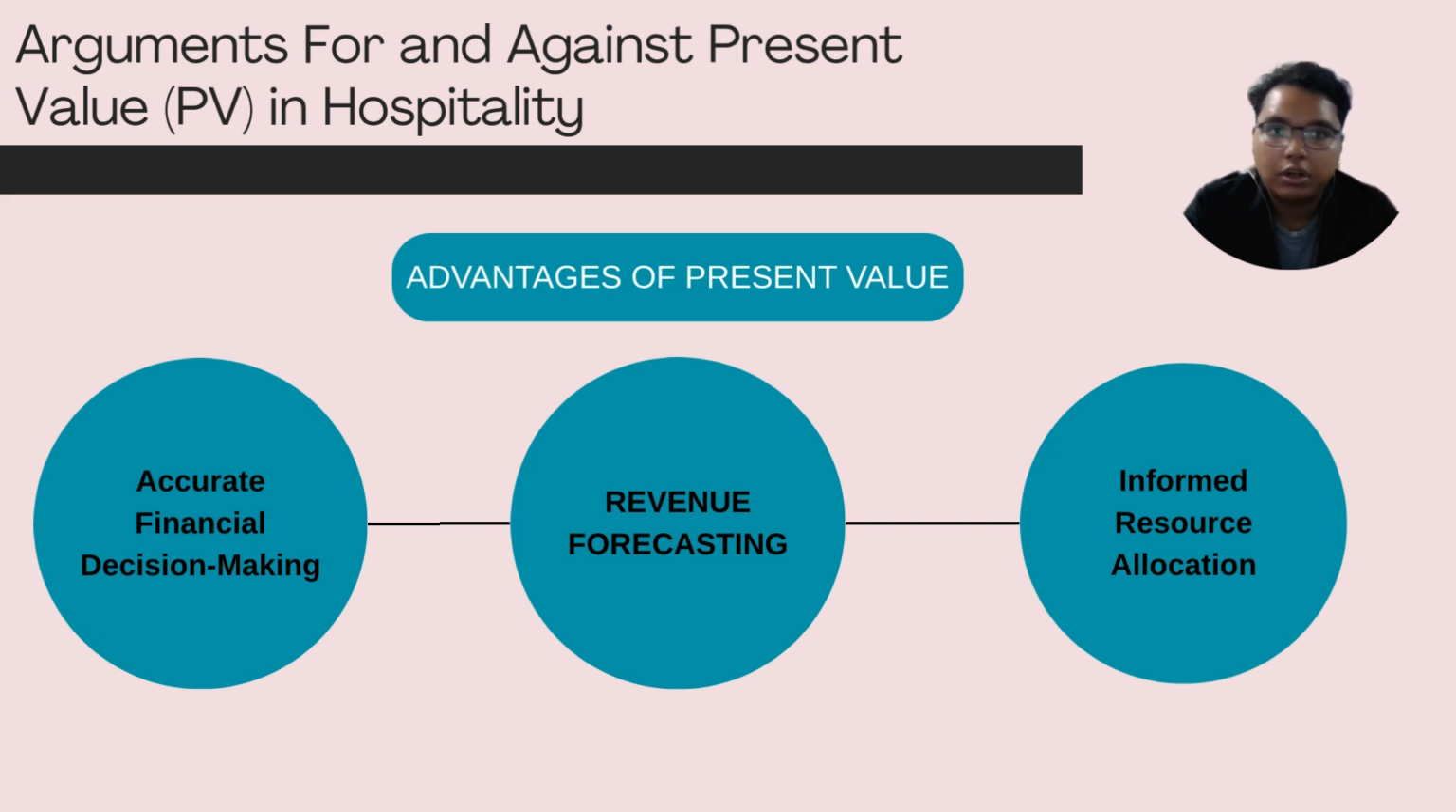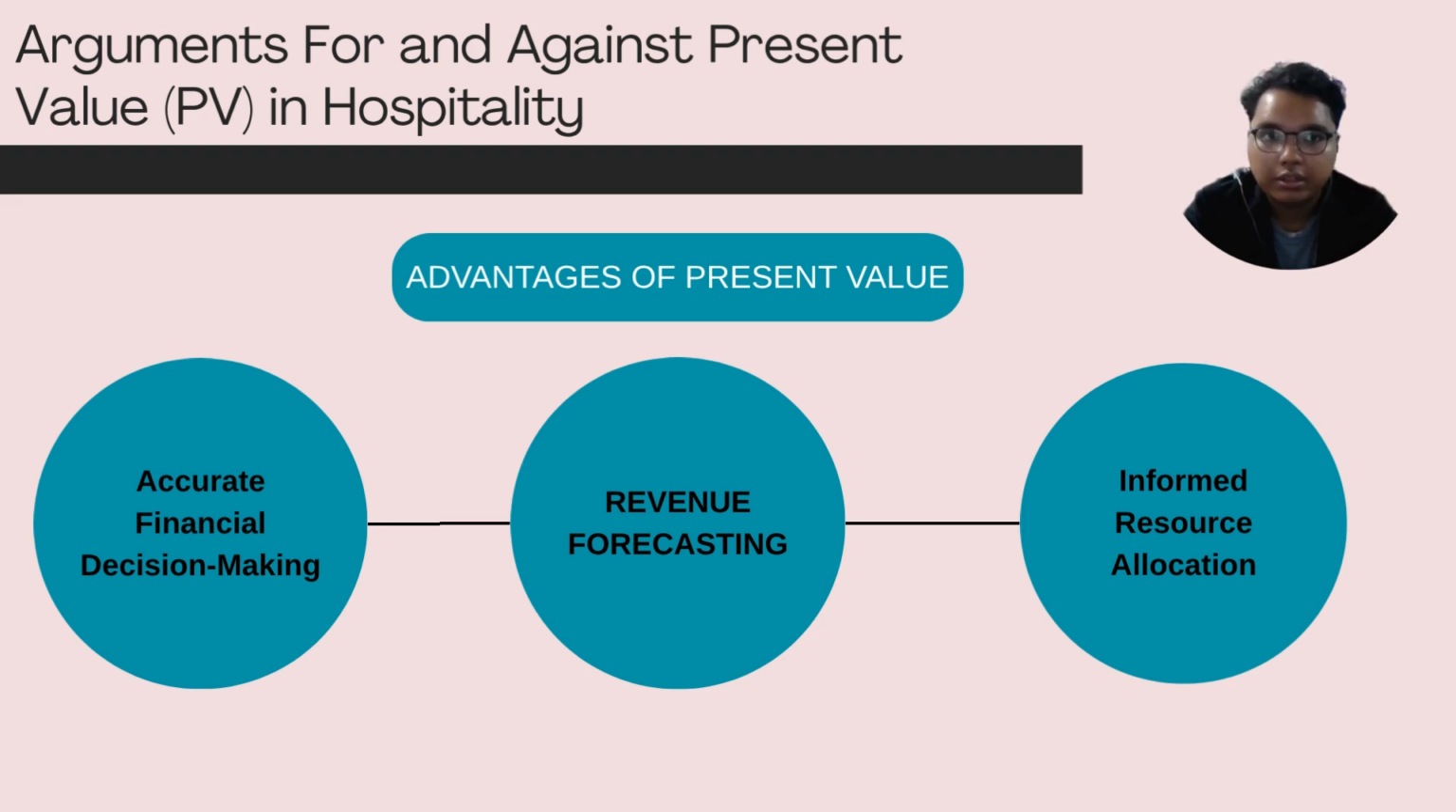For instance, a hotel chain may use PV to decide whether to build a new resort in a competitive tourist market. By discounting future revenues from bookings, PV provides a clear picture of whether the project will generate sufficient returns to justify the initial investment. Next is revenue forecasting.